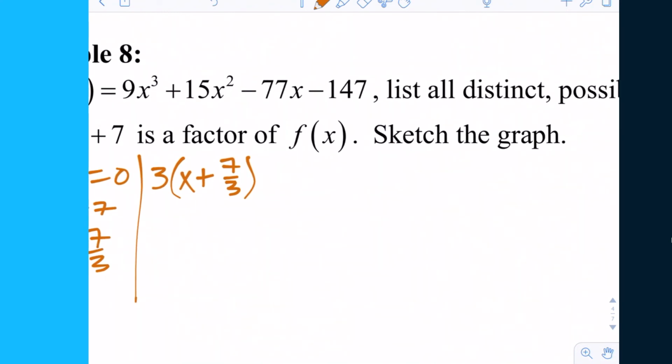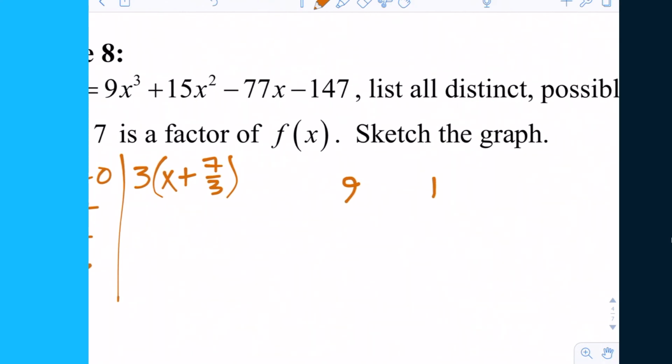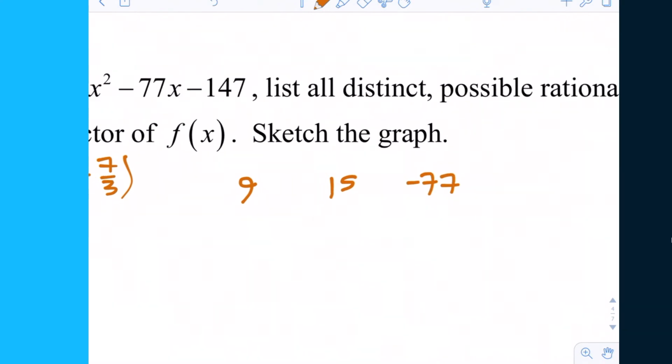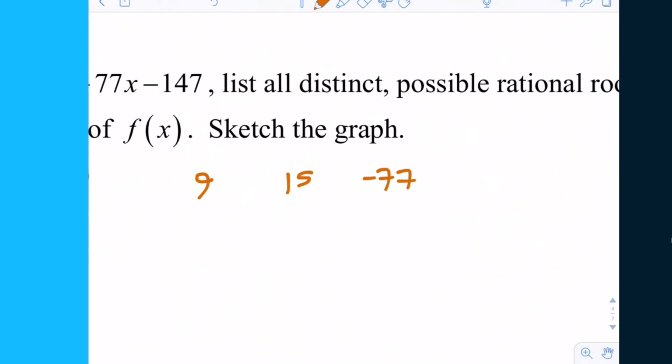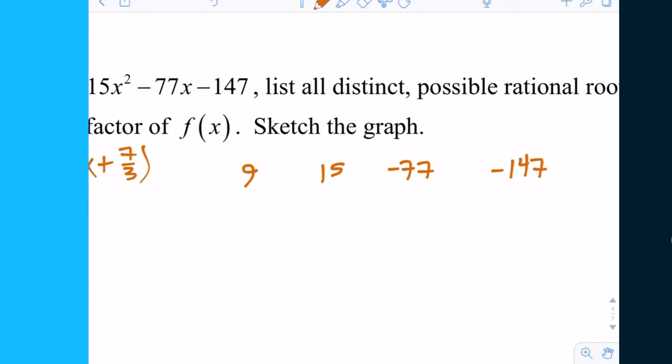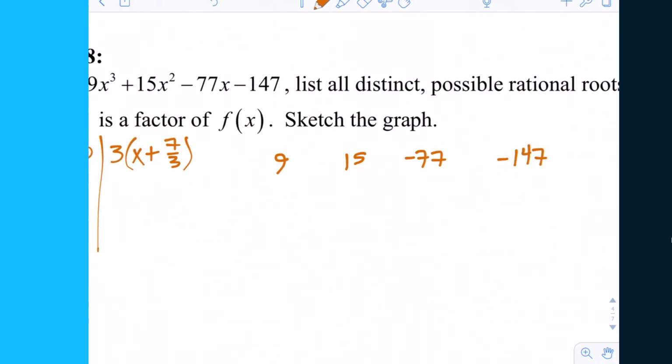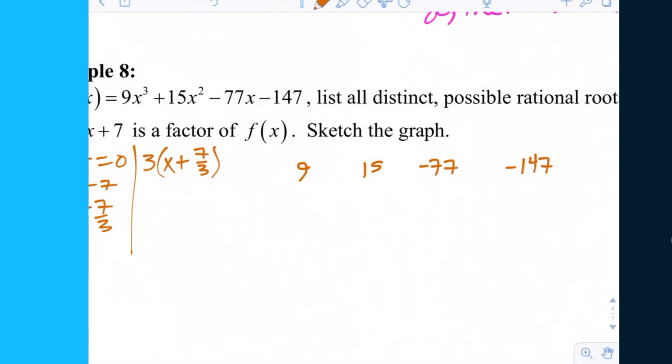So the coefficients are, in a very particular order, right? 9, 15, negative 77, and last and least in this case, it is the smallest of the coefficients, negative 147. No placeholders needed. You can come back and double check. Go to your largest degree and just count down to 0, and make sure you got them all. 3, 2, 1, 0. You can count like that, right? It's kind of fun. 3, 2, 1, 0.